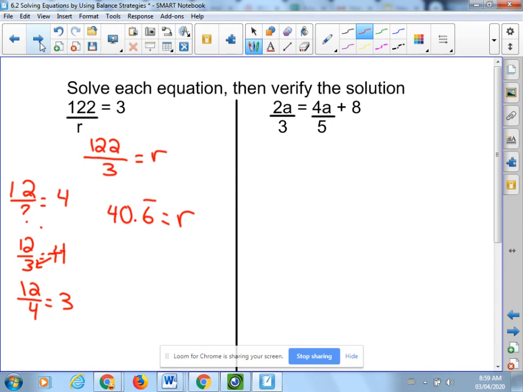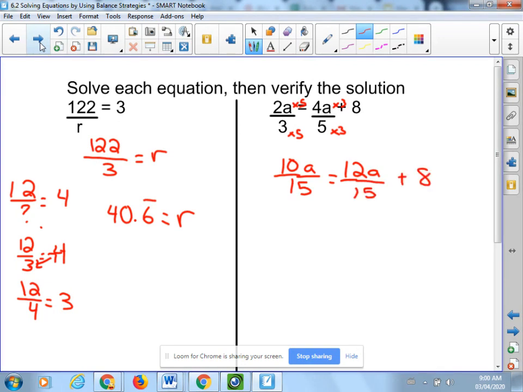Okay, so when we're working with fractions, we know that we have to have common denominators when we are adding or subtracting. So I'm just going to start by giving these common denominators by cross multiplying by the opposite denominator to get my new numbers. So I'm going to have 10a, not 10 over a, 10a over 15 is going to be equal to 12a over 15 plus 8.